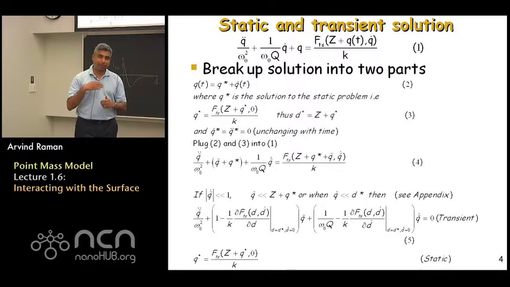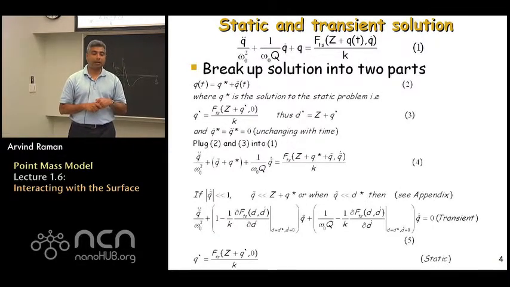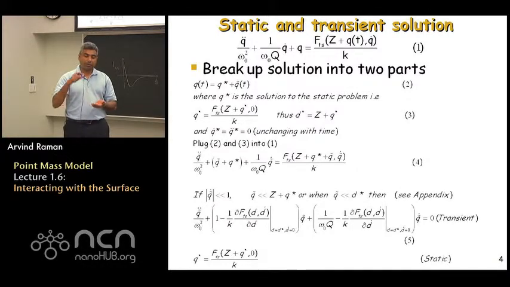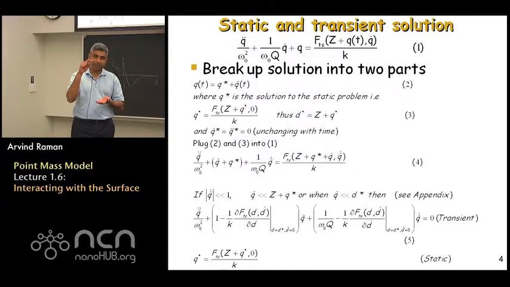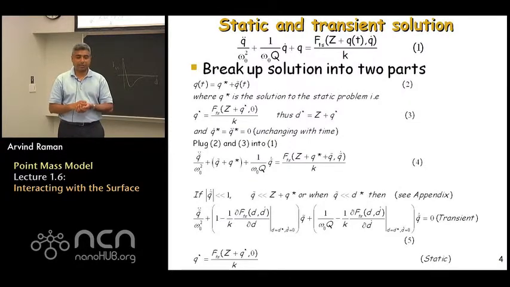And if we make a further approximation, which is described in the appendix, called the linearization approximation, we assume that the tip displacement, or the dynamic tip oscillations, the Q tildes, are extremely small compared to the tip sample gap D star, the equilibrium tip sample gap D star.